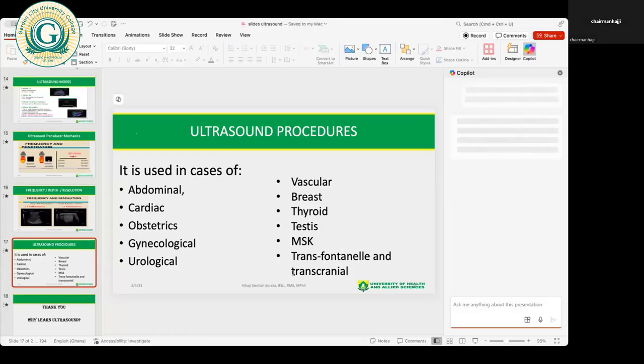Also for neonates, we do transfontanelle and transcranial examinations. These are not all the exams we do, but these are the common ones. We do nerve ultrasound and others. But note some of the examinations or procedures that ultrasound can be used for clinically.